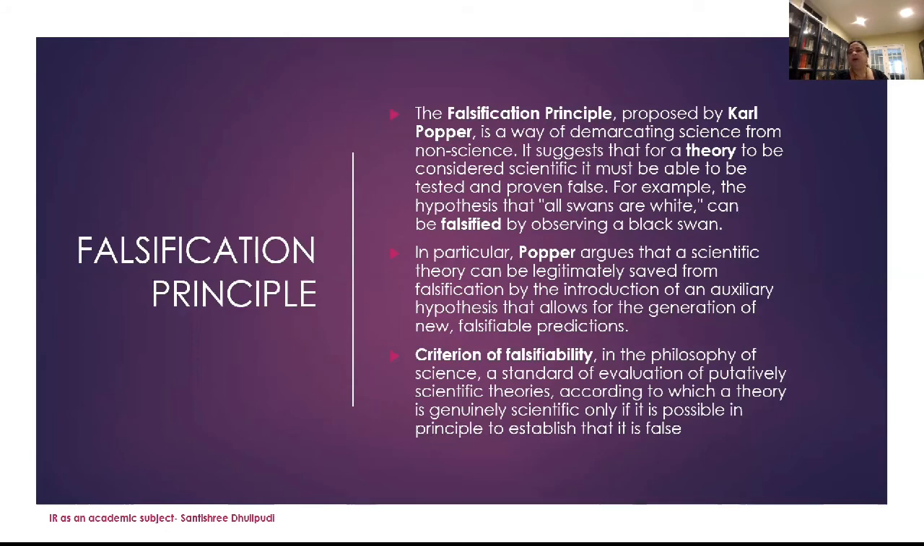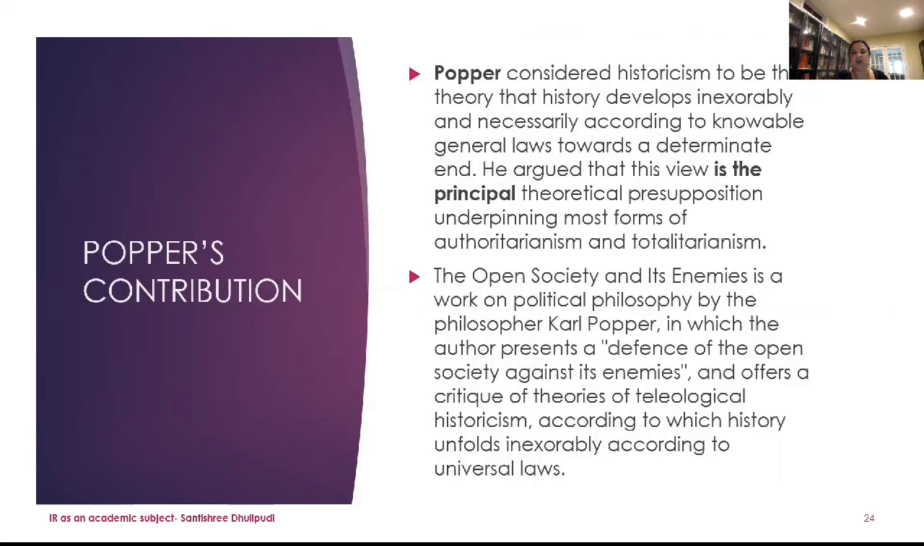The falsification principle, proposed by Karl Popper, is a way of demarcating science from non-science. It suggests that for a theory to be considered scientific, it must be able to be tested and proven false. For example, the hypothesis that all swans are white can be falsified by observing a black swan. In particular, Popper argues that a scientific theory can be legitimately saved from falsification by the introduction of an auxiliary hypothesis that allows the generation of new falsifiable predictions. Criterion of falsifiability: in the philosophy of science, a standard of evaluation of putatively scientific theories, according to which a theory is genuinely scientific only if it is possible in principle to establish that it is false.